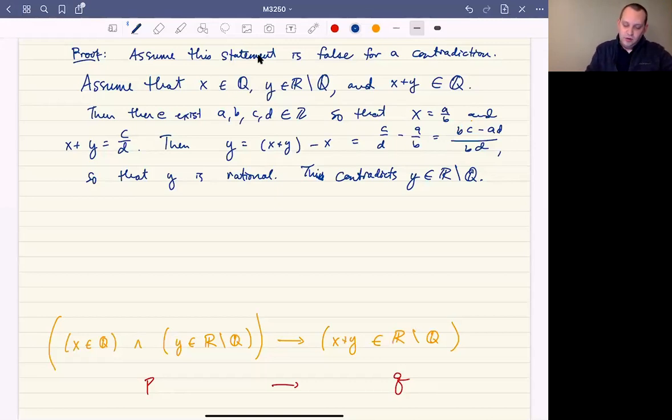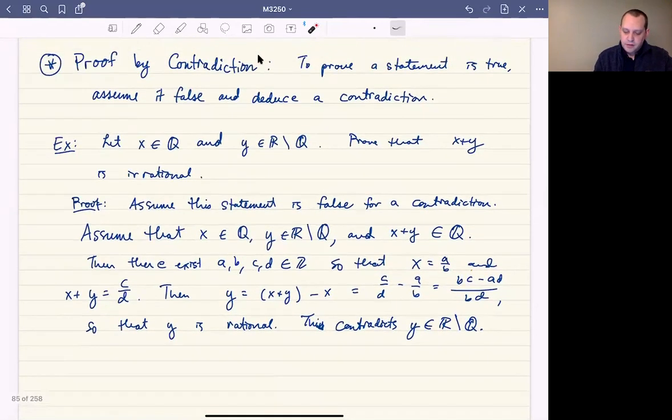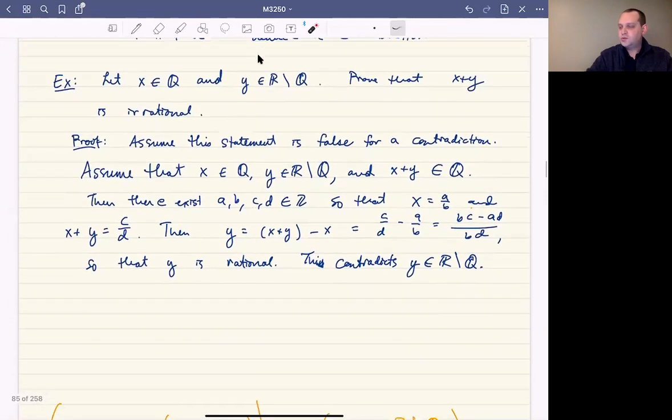Anyways, so we assumed that x was rational, y was irrational, and yet x plus y was rational. And then from that, we found a contradiction: y was rational and irrational at the same time, which can't happen. So that means that our starting assumptions can't work. They're not consistent. And therefore, the statement can't be false. That's not possible. It must be true. It must be that if x is rational and y is irrational, then x plus y is irrational.